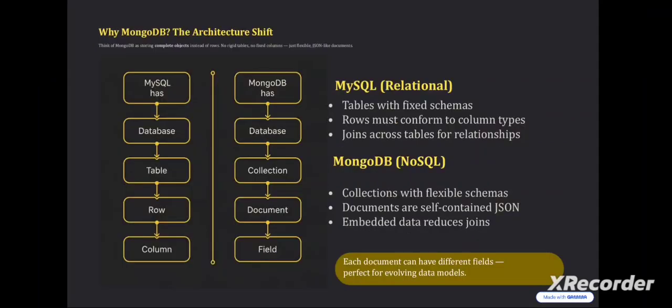So this is the comparison. So MySQL will be having database, table, row, and column. And similarly, MongoDB has the same database. Inside database, instead of table, we'll be having collections, and inside collection we'll be having separate documents, and each document will be having fields.